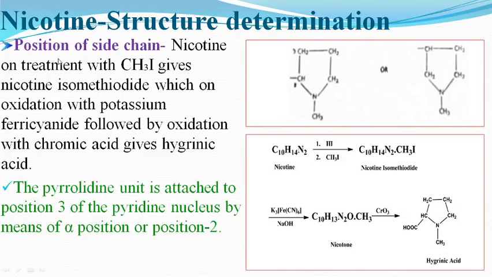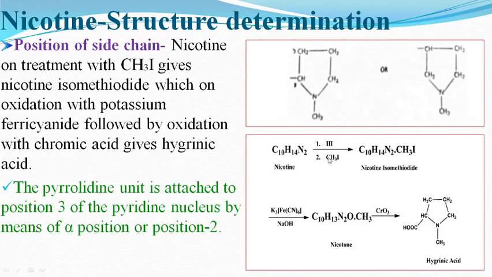The next point is the attachment of this side chain, or the position of the side chain. You can see in pyrrolidine, these two carbon atoms are equivalent and these two are also equivalent. This is known as the alpha position or second position, and this is the beta position or the third position. So the attachment can be from either position 2 or position 3. Now let us see what is the position of this side chain. The following reaction gives an important conclusion for the position of the side chain.